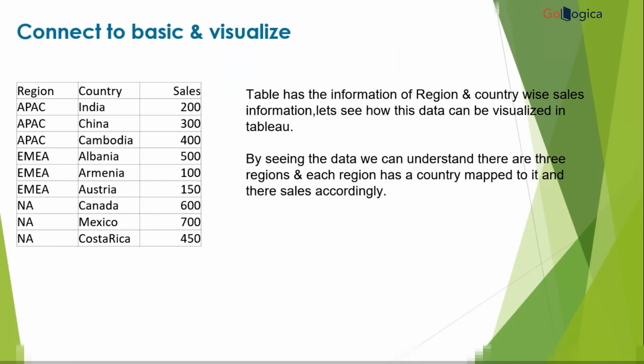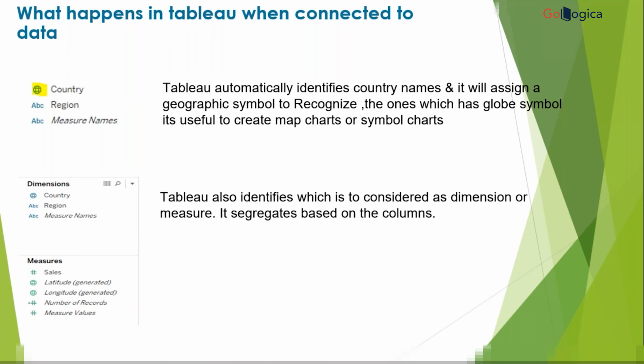By seeing this data, we can identify that this is hierarchical data. Let's say region, and under that, countries will be there. Like in the APAC region, there are 3 countries, and in the India region, there are 3 countries. Likewise for North America. So what happens when we connect this data to Tableau? Tableau automatically identifies country names. Whenever we give country names or districts or any city names, Tableau automatically identifies that it is a country name or city name or a place.